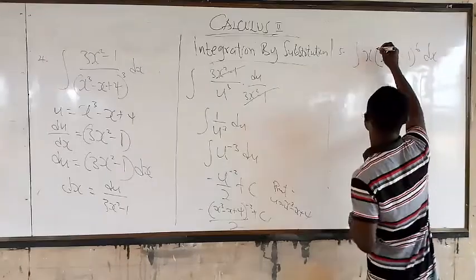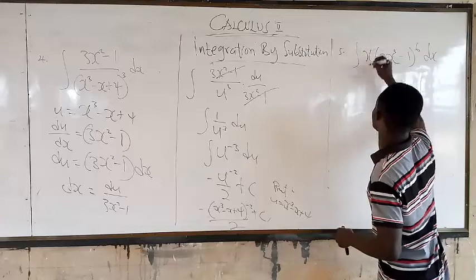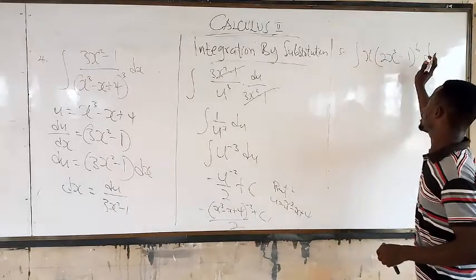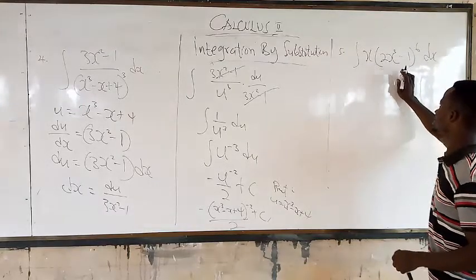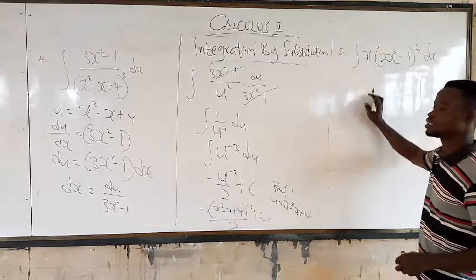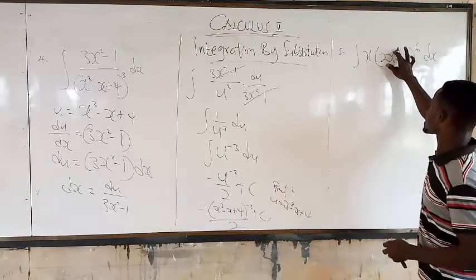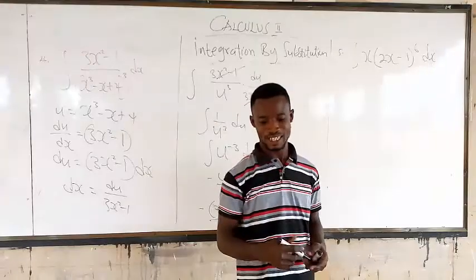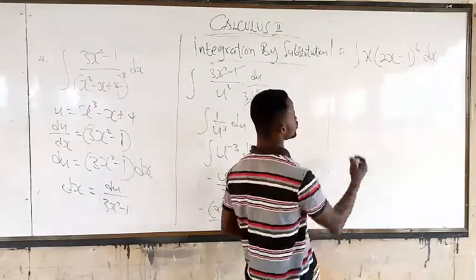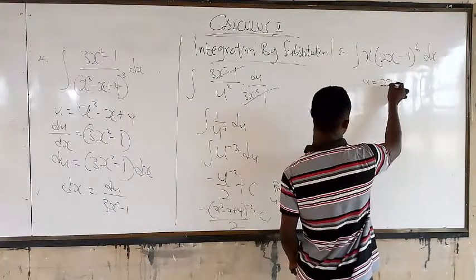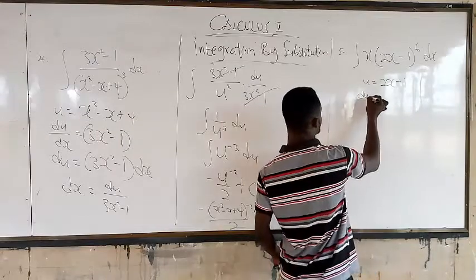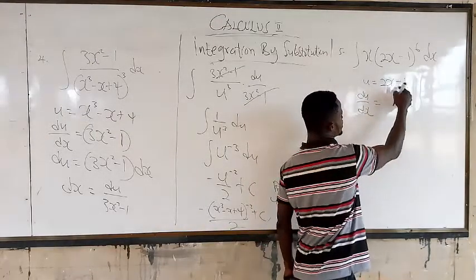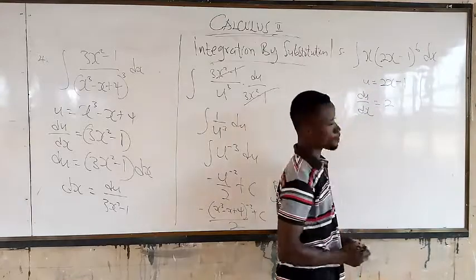For instance, if here is 3 and here is like this, this is above it by 2, and this will not help you. But if it's the same, you will still get a nice result, but you need to just apply something. So let's go. Our u will be equal to 2s minus 1. So du ds will be equal to, this is 0, this is 2.